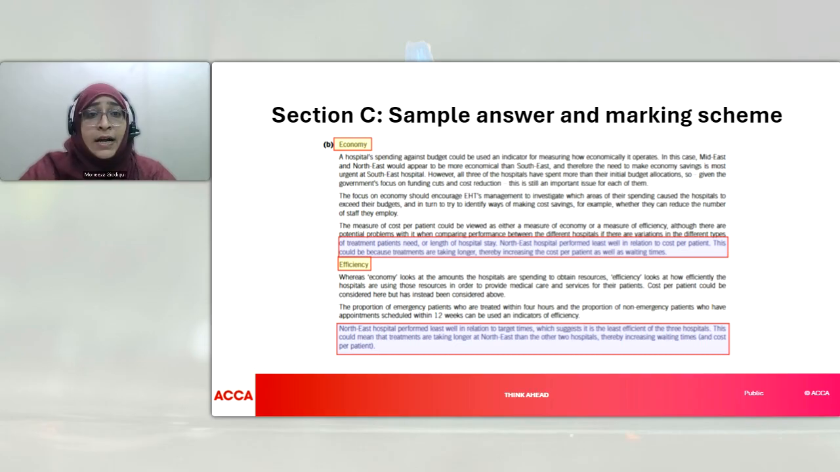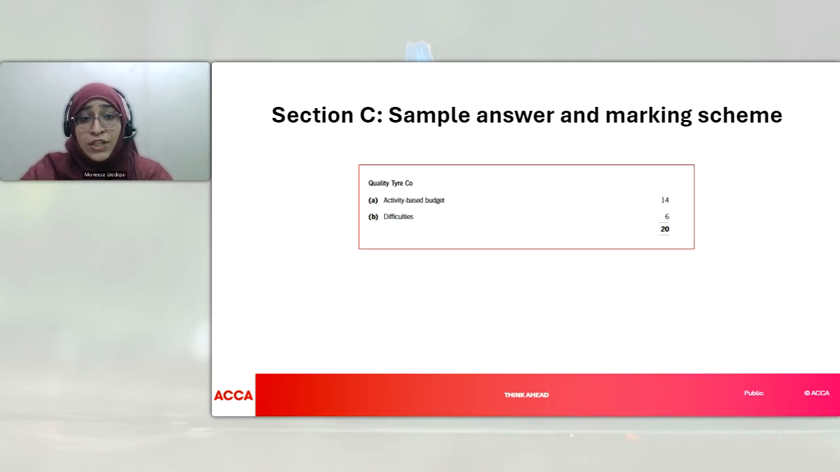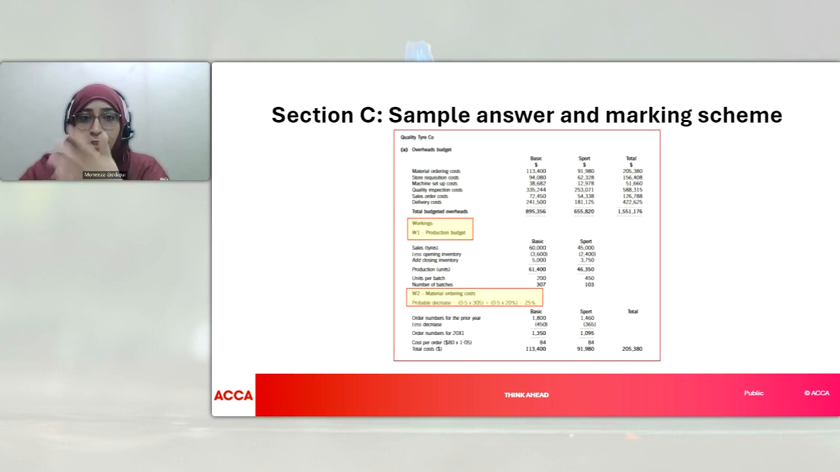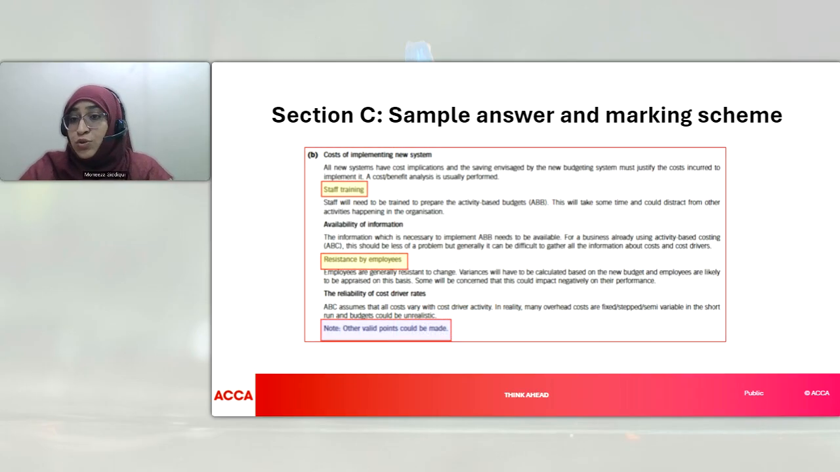If we were to move on to the next question, there's 14 marks for the activity-based budget, and there are 6 marks for the difficulties. The sample answer and marking scheme again highlights the need for separate workings when the workings are lengthier. It also highlights that even when you are including the difficulties, this is an answer where you had no further instructions except that you had to identify 3 different difficulties. What you could ideally do is use subheadings.